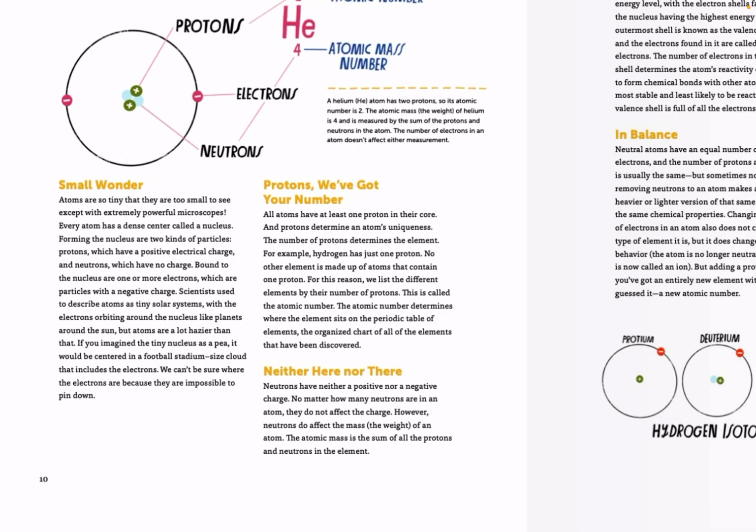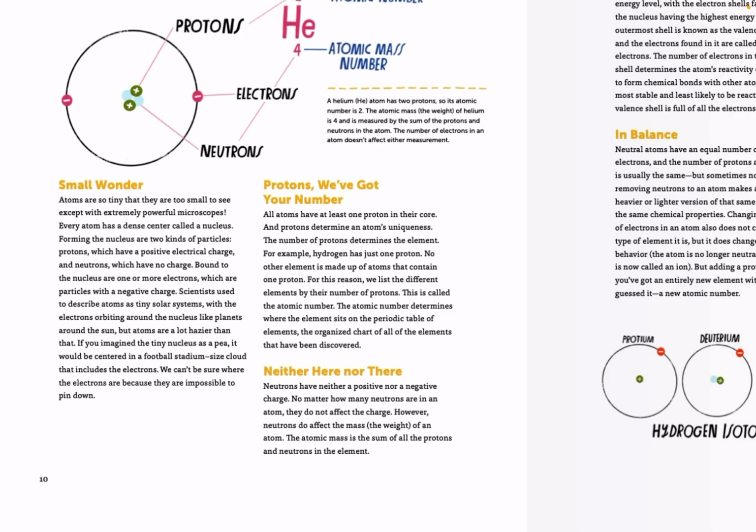Protons, we've got your number. All atoms have at least 1 proton in the core, and protons determine an atom's uniqueness. The number of protons determines the element. For example, hydrogen has just 1 proton. No other element is made up of atoms that contain 1 proton. For this reason, we list the different elements by the number of protons. This is called the atomic number. The atomic number determines where the element sits on the periodic table of elements, the organized chart of all the elements that have been discovered.